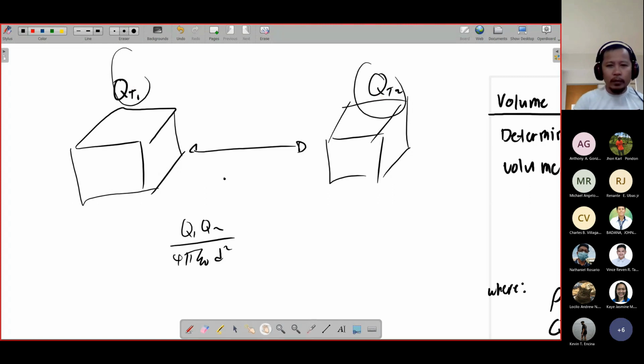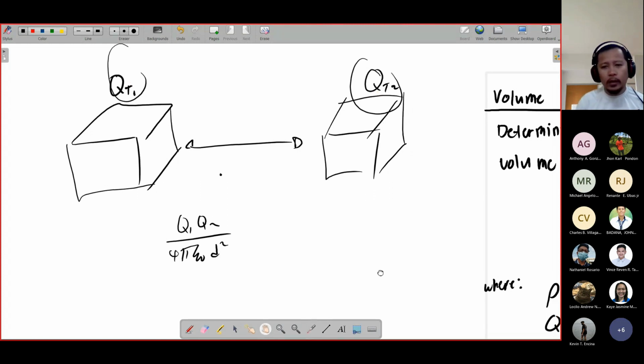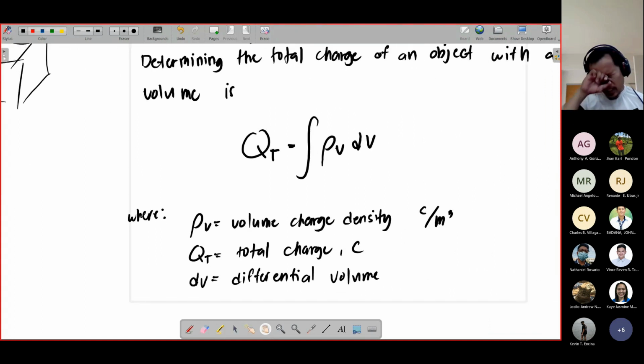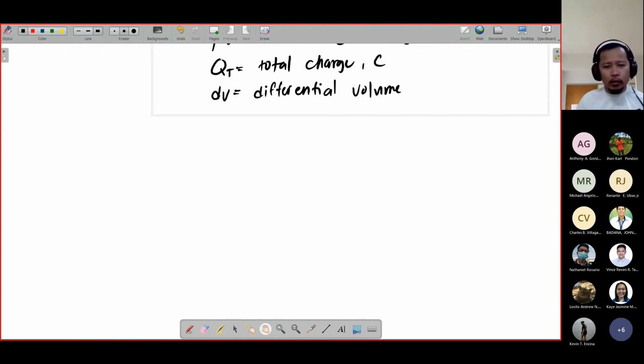So if an object has a volume, then the total charge of that volume is the integral of the volume charge density times the differential volume. Volume charge density is how much charge is present in that object with respect to its volume, so how dense the charge present in it is. I believe this is easy to explain with an example.